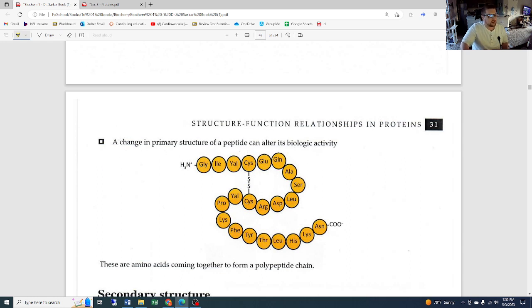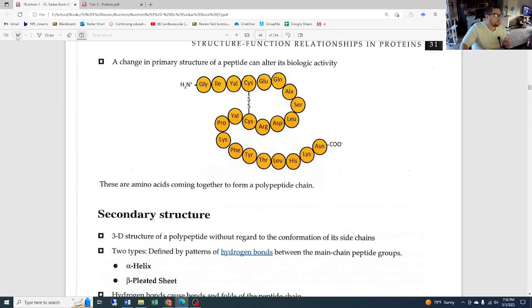Any change in the structure of the peptide will alter its biological activity. So if you change even one, let's say I took out this serine and made it a glutamate, immediately this entire protein structure is going to be different and will have a different function, or it may not function at all. So the body needs to be very, very exact when it comes to these polypeptide chains. Otherwise, the proteins won't fold correctly and they won't function properly. If you want to remember anything about primary structure, this is what you want to know: they are the amino acids coming together to form a polypeptide chain.